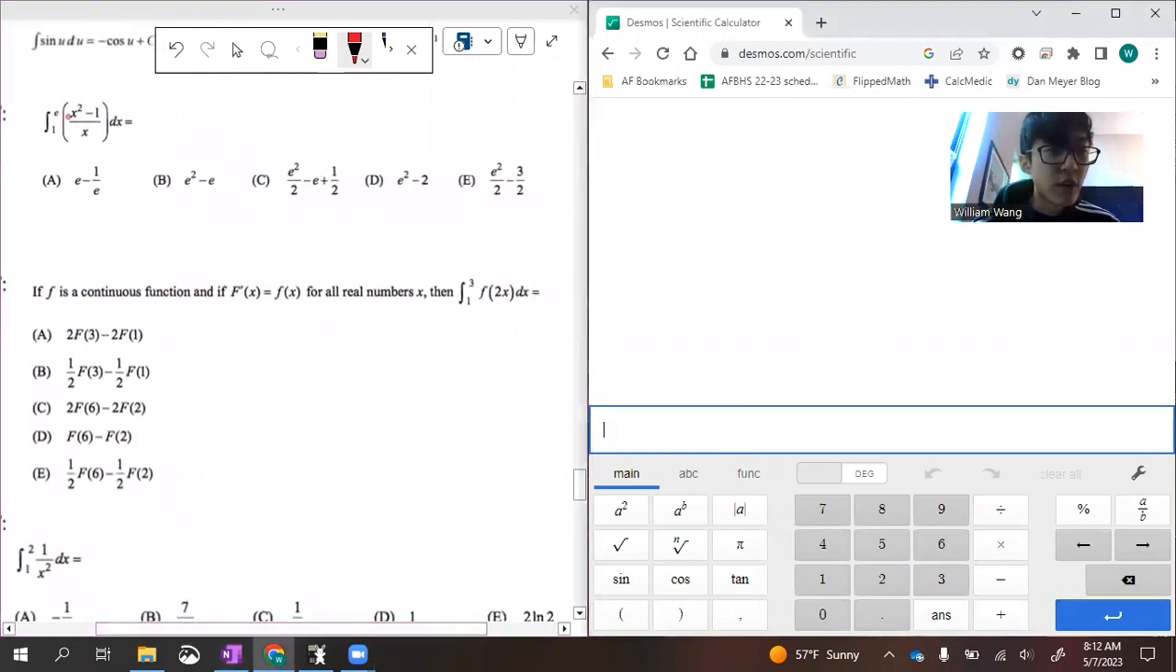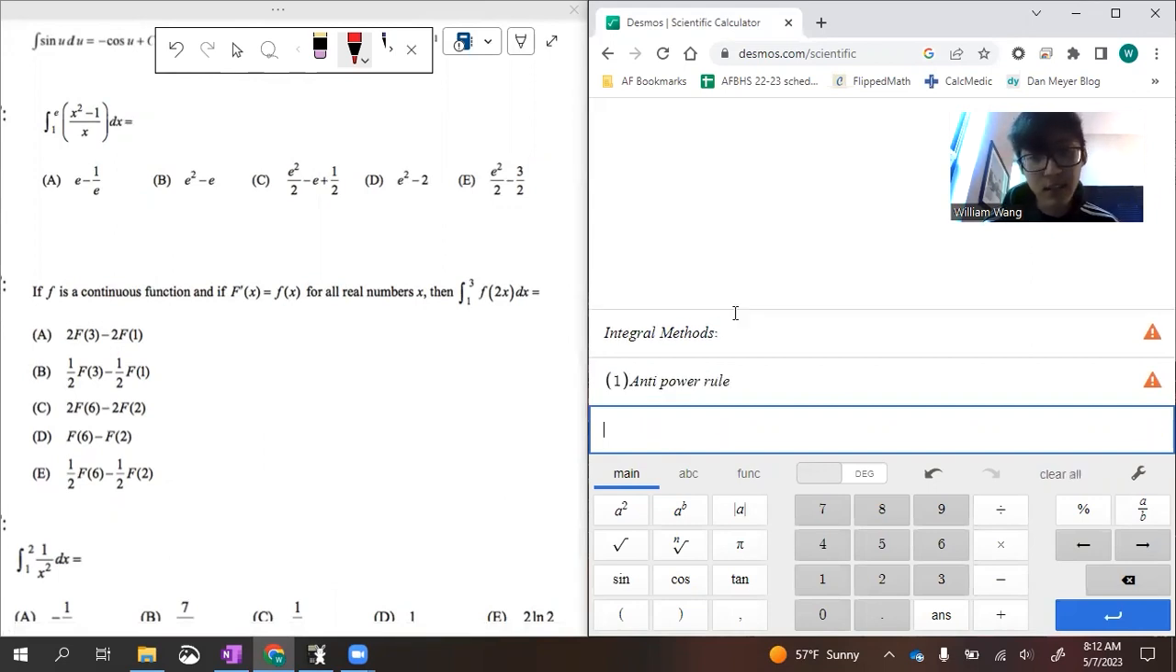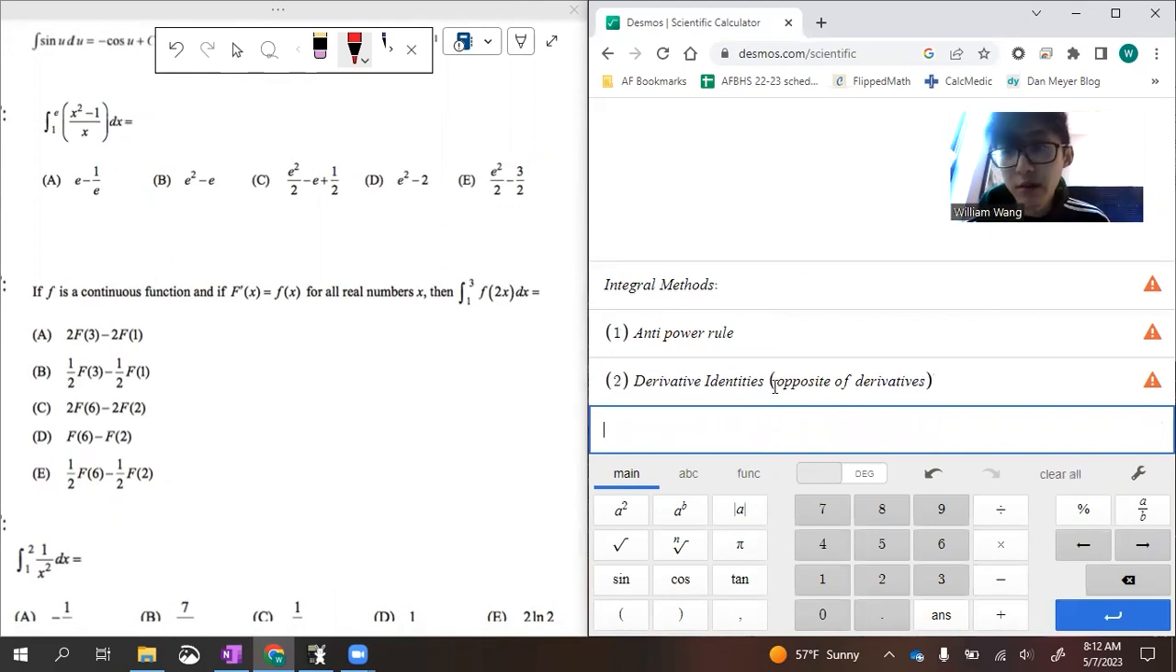First one, integral of 1 over e of x squared divided by x. We really don't have many integration methods, right? So actually, let's review my integral methods. So maybe not the quickest. First method is anti-power rule. That's important to know. Second method is derivative identities, which is weird. What do you mean derivative identities? I thought we were doing integrals. Well, remember, integrals are the opposite of derivatives. So I would just do the opposite of derivatives to solve for my integrals. Third one, I guess, is basically algebraic manipulation first.